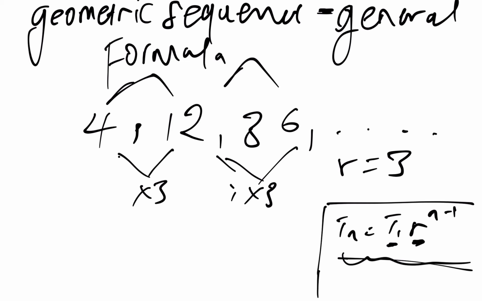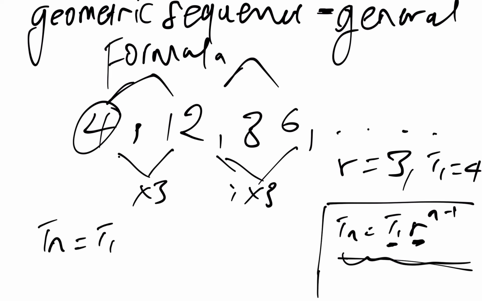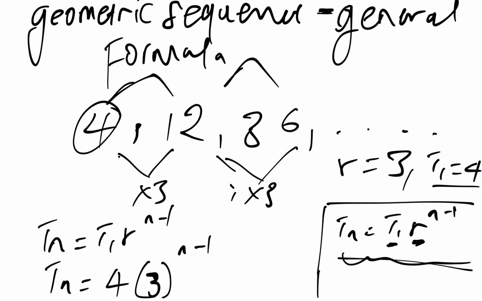Alright, so we have r, and we also need to find T1. T1 is the first term, which is 4. So we plug it into our formula. Tn is equal to T1 times r to the power n minus 1. The first term is 4, then r is equal to 3, so Tn is equal to 4 times 3 to the power n minus 1. So we are done.